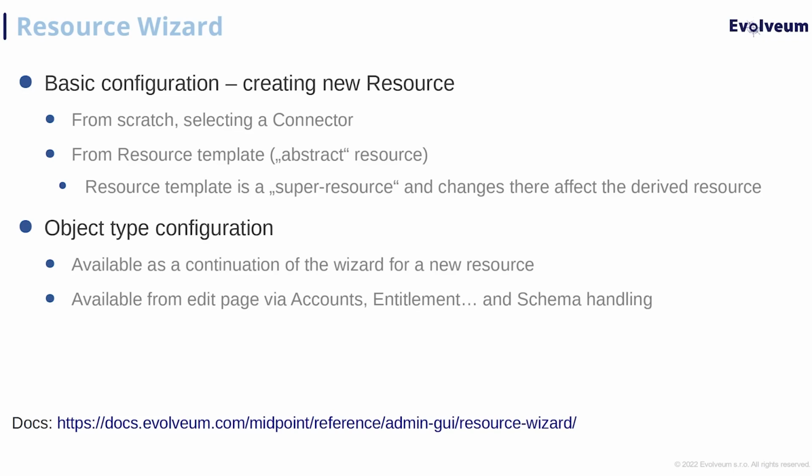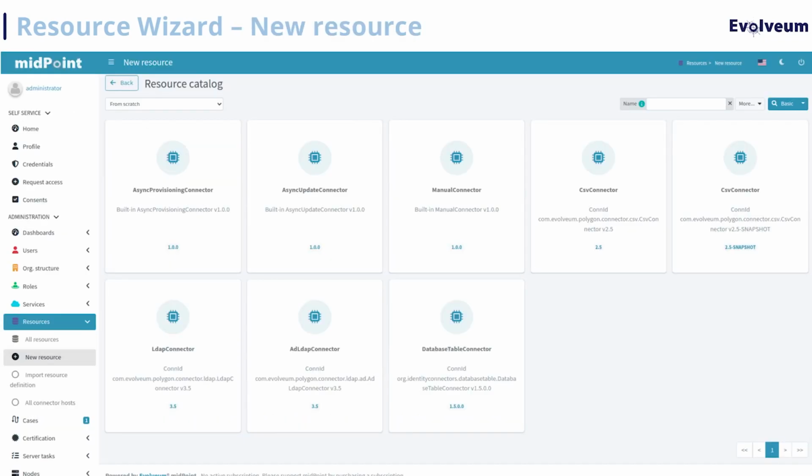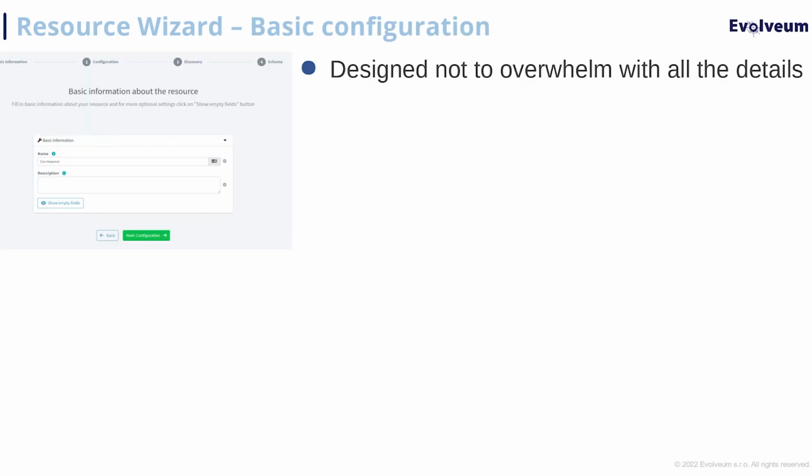And then when we have the basic configuration done, there is object type configuration, and we will go through it on the screens on the next slide. So let's just dive into it. So resource wizard. Let's say we want to create a new resource, so we will choose a connector, and afterwards there's a multi-step, four-step basic configuration wizard.